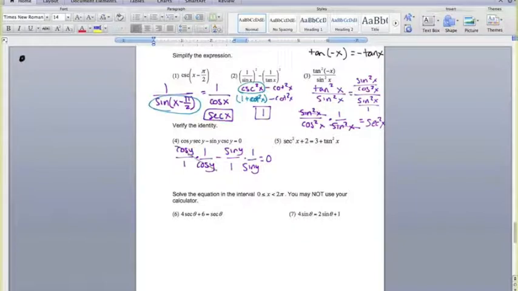So the cosines are going to cancel and leave 1. The sines are going to cancel and leave 1. And 1 minus 1 is indeed 0. The goal of verifying is to make this thing something that is obviously true. So at the beginning, it's not so obviously true. At the end, 1 minus 1 is definitely 0. That's obviously true.